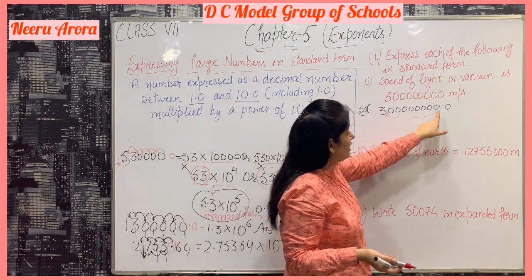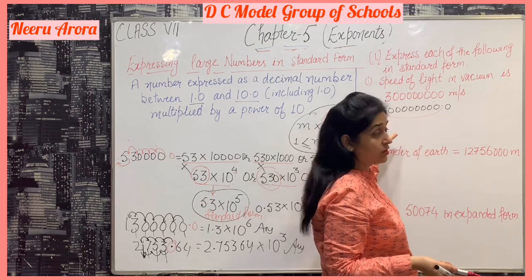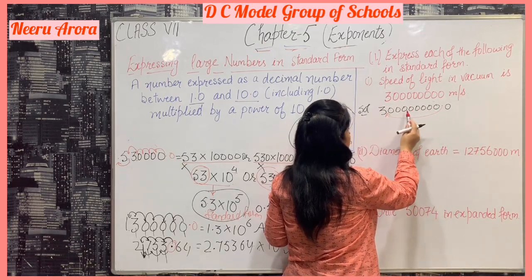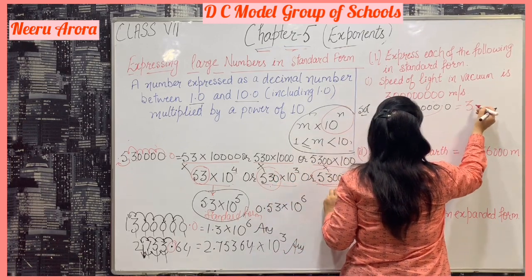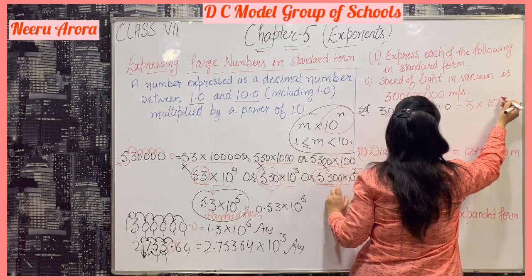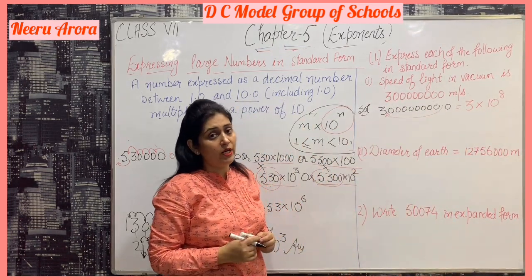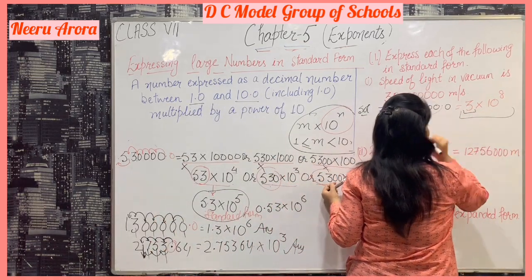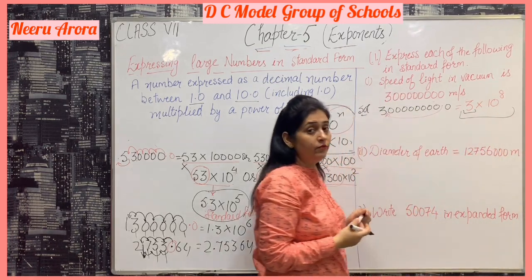So see how many jumps we have to do. How many places do we have to shift to the left side? 1, 2, 3, 4, 5, 6, 7, 8. Which means it is 3 into 10 raised to power 8. So that is standard form. Our standard form says that this number lies between 1 and 10, and it is multiplied by a power of 10.